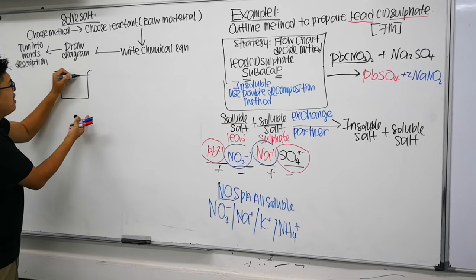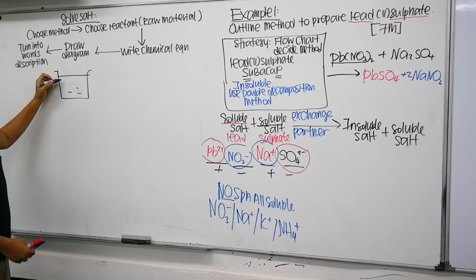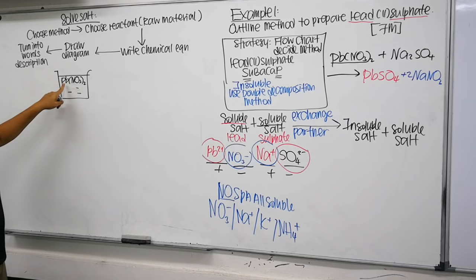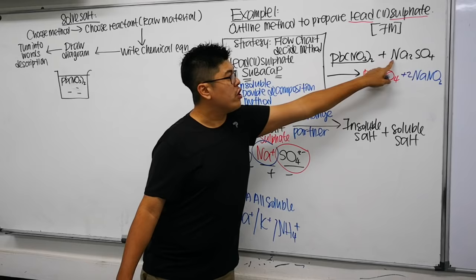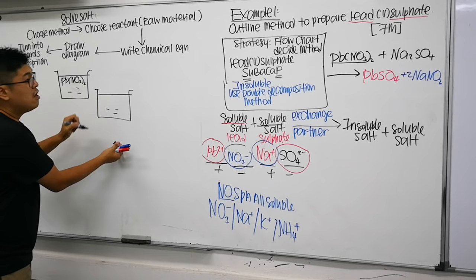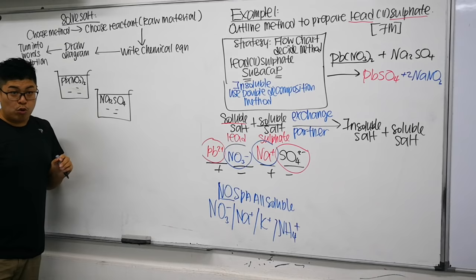Okay, draw some lines. This is a liquid. This liquid called lead nitrate. In BM they call plumbum nitrate. They call lead plumbum. The second soluble salt is called sodium sulfate. So soluble salt, you draw another cup. Another liquid. So sodium sulfate, Na2SO4. So everyone understand why you got two cups here? Because I got two soluble salts. Soluble salt means I got two liquids.